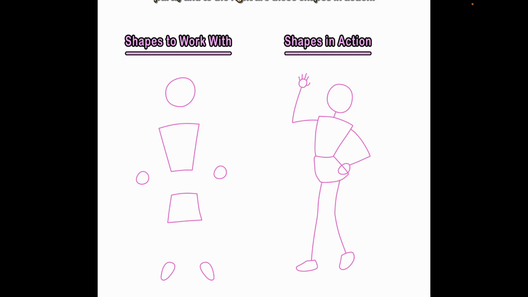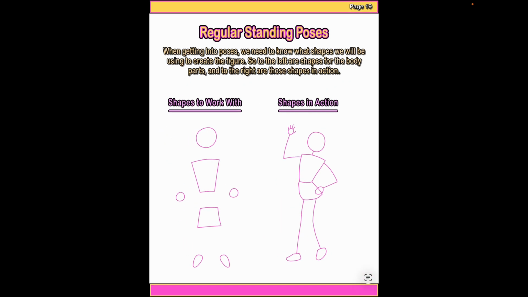And now, shapes in action is when you put all those shapes together like a puzzle, and then you add lines for the arms, legs, and fingers. And then you can distort the shapes and change the overall pose.